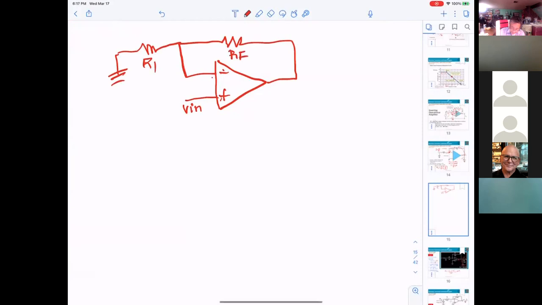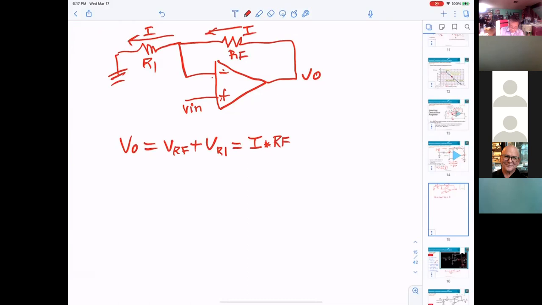Okay, so we can get the current flow here, I, and it will be going from here, I. So Vout will be equal to V across the RF, adding V across the R1. RF will be I times RF, adding I times R1. So they will be I times (RF plus R1). That is the Vout.